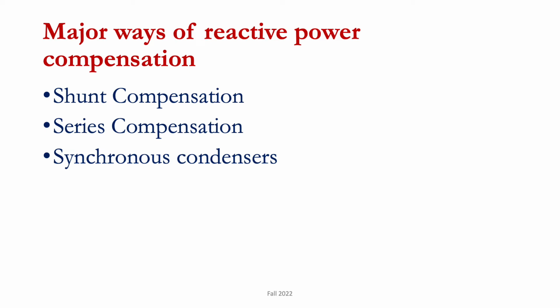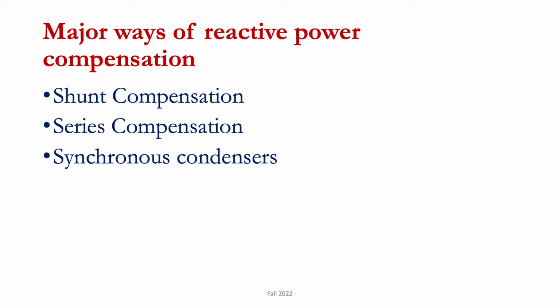Another method for reactive power compensation is the series compensation. In series compensation, we make use of a series compensator, and this device is connected in series with the transmission line. Unlike the shunt compensation method, the series compensator can be connected anywhere in the transmission line, and it has two modes of operation: the capacitive mode of operation and the inductive mode of operation.